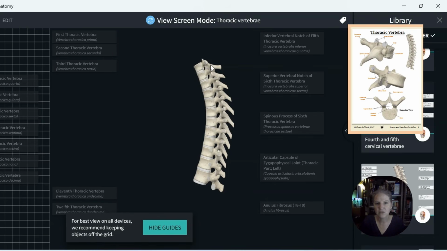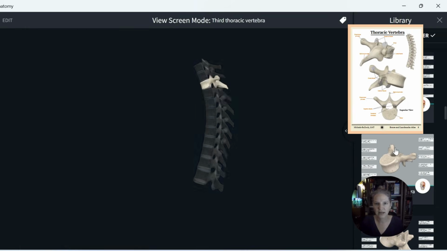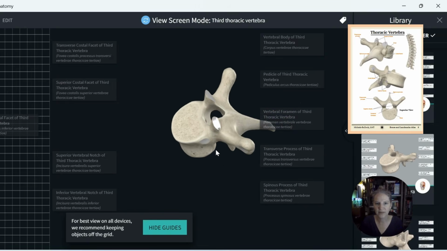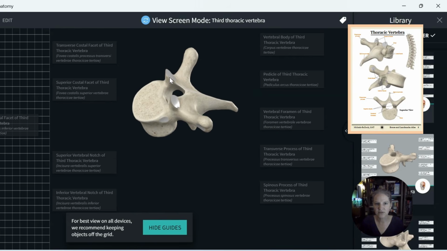So T1, 2, 3, 4, 5, 6, 7, 8, 9, 10, 11, 12. Very much the same anatomical setup as the cervical vertebrae. Look at the thoracic vertebrae. They're pretty similar, all of them. So we've got the superior facet, we've got the body, we've got the transverse processes sticking out on the side, and then we've got the spinous process that's sticking out the center.